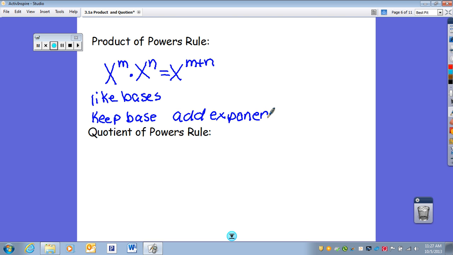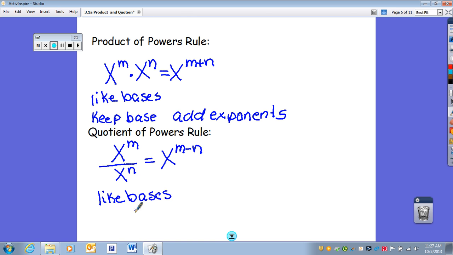With the quotient rule, if I have two like bases being divided, we're going to keep the base and we're going to actually subtract the exponents. So remember that we have to have like bases. We're going to keep the base, and when it is the quotient rule, we're going to subtract the exponents.